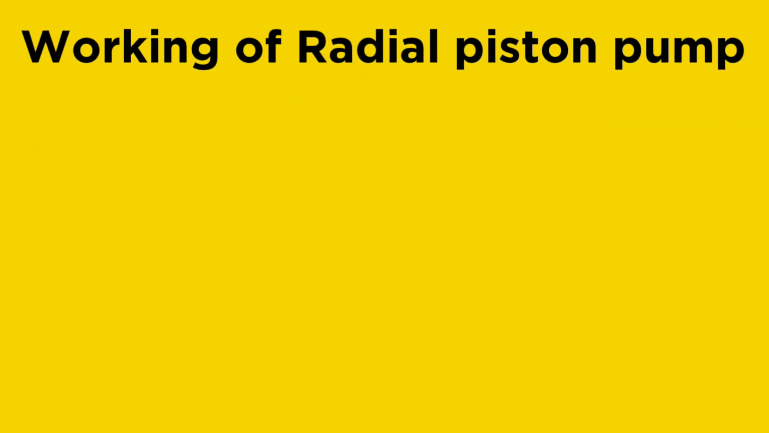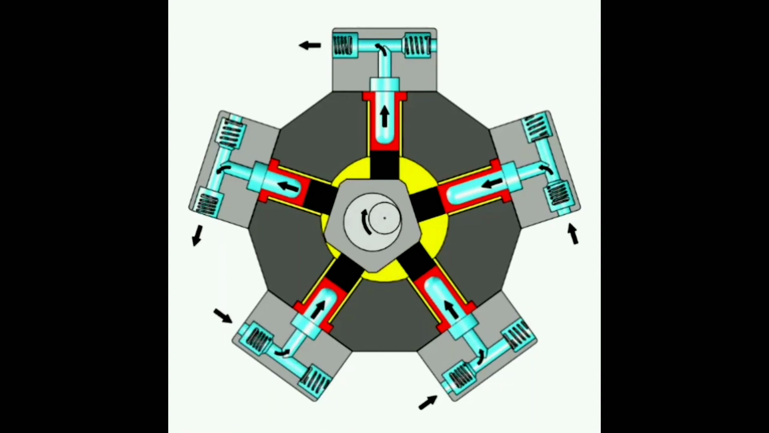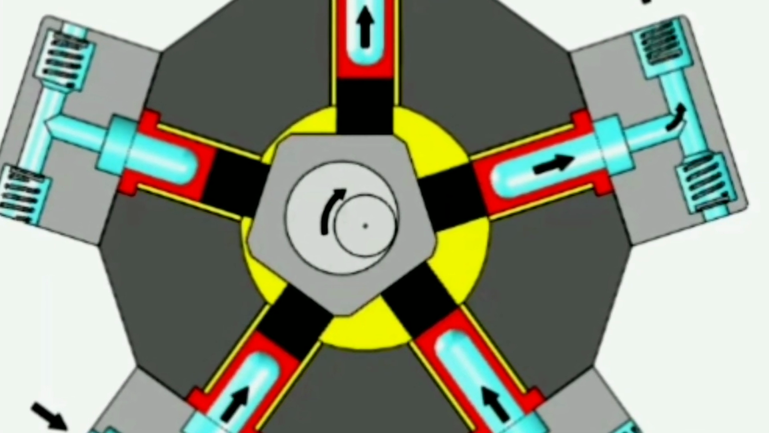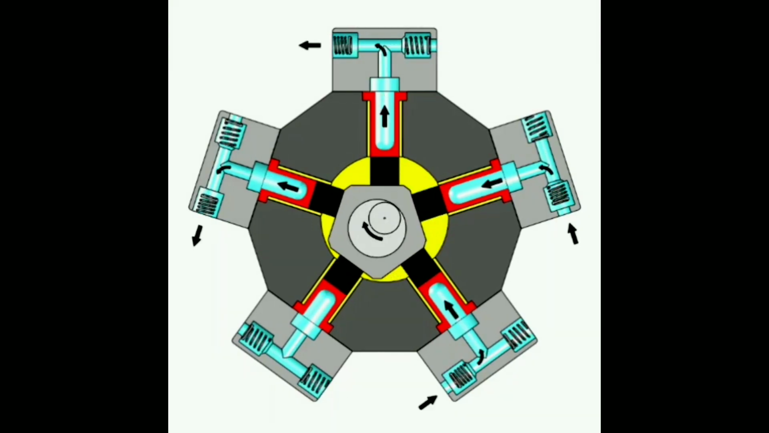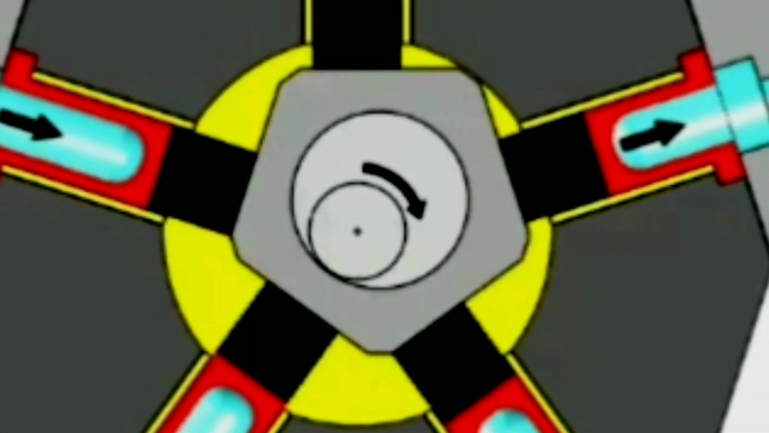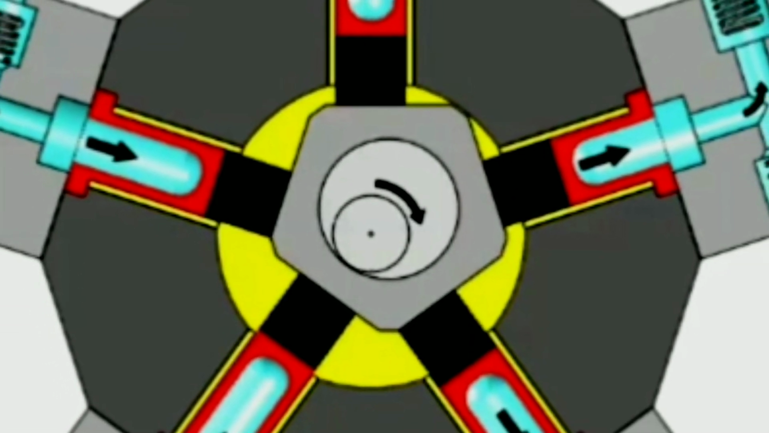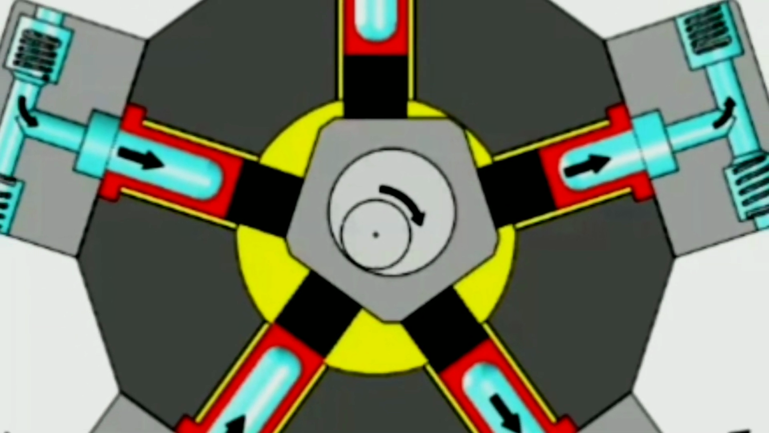Now let's see in detail the working of a radial piston pump. In a radial piston pump, as shown in the figure, the pistons are arranged like wheel spokes in a short cylindrical block. A drive shaft, which is inside a circular housing, rotates a cylinder block. Let me put this working point-wise so that you may be able to understand it easily.